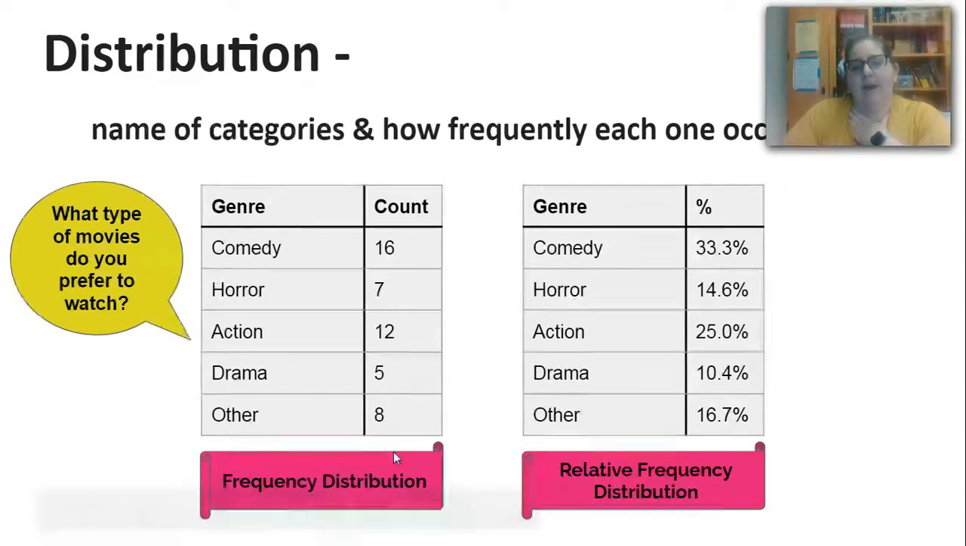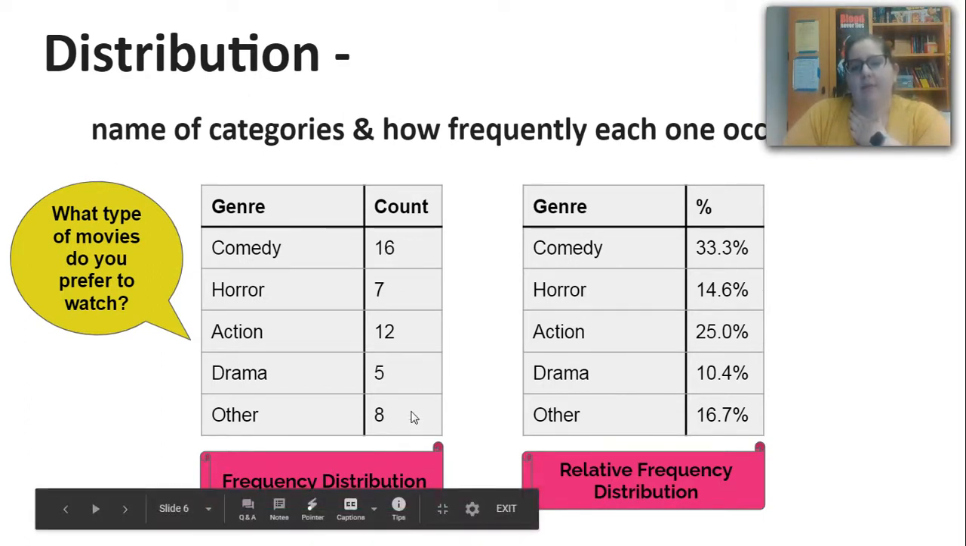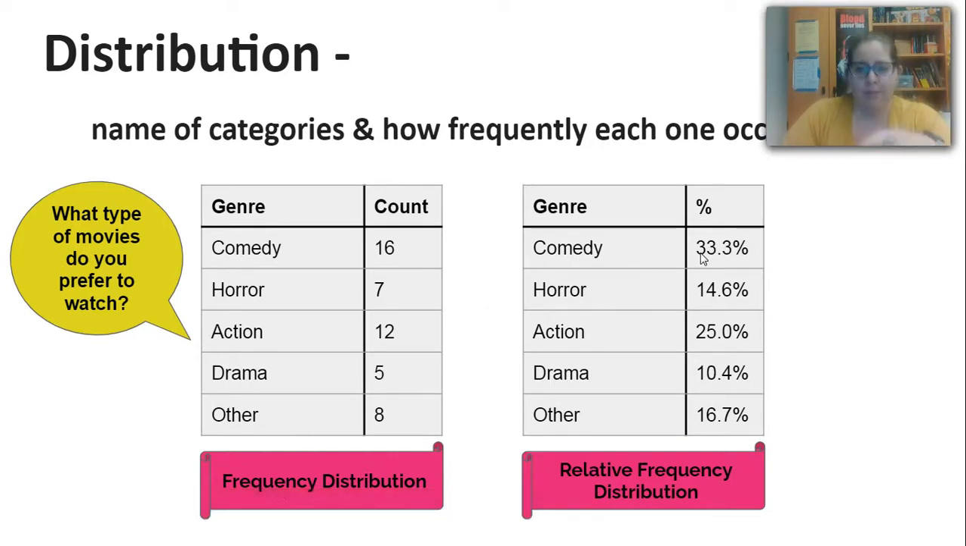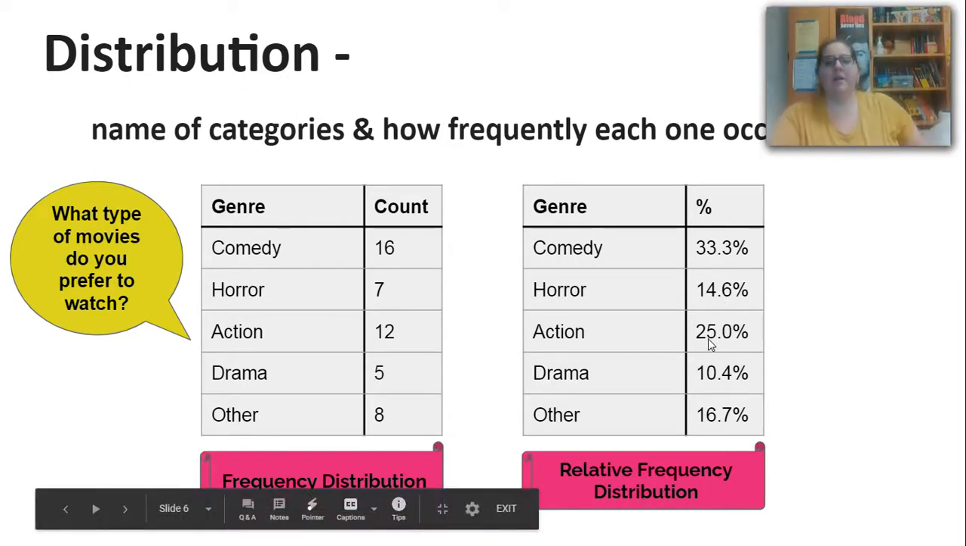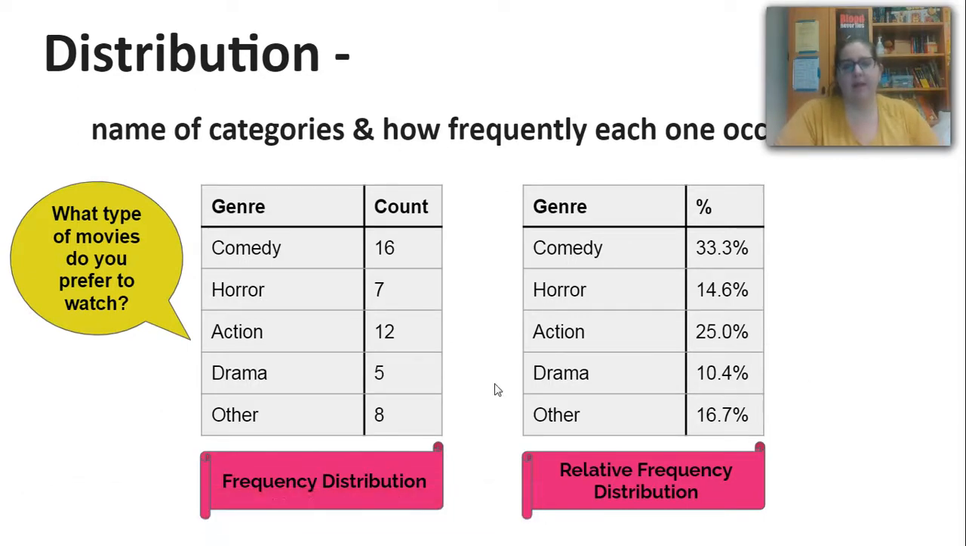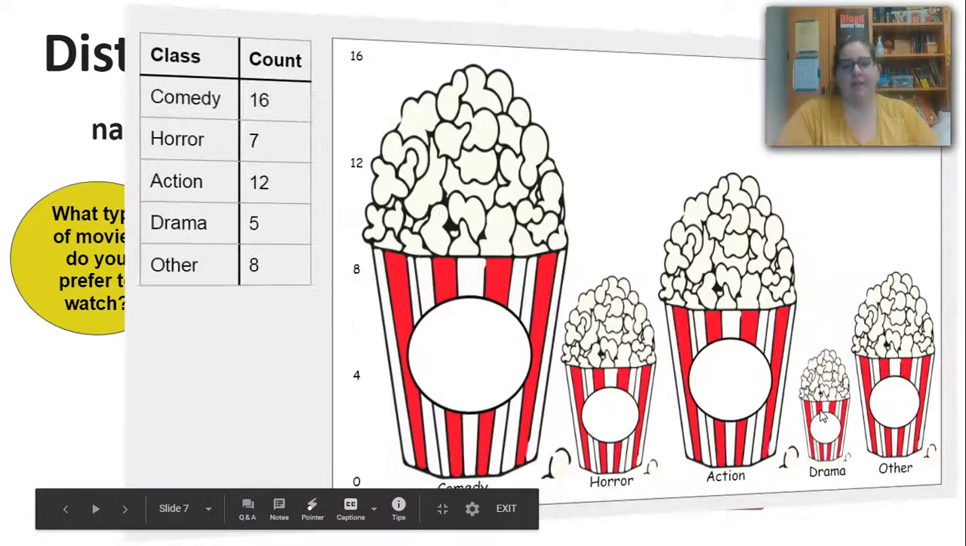So 16 out of the total number in this sample gave us 33.3%. So 33.3% of this sample that I took liked comedy, 14.6%, that was just 7 divided by the total, liked horror, 25% liked action, 10.4% liked drama, and 16.7% said one of the other options. So that is a relative frequency distribution.